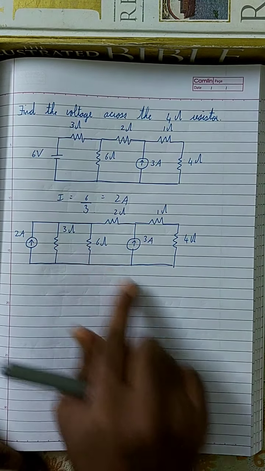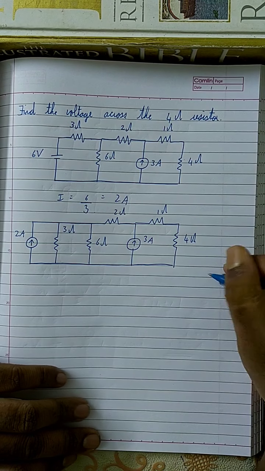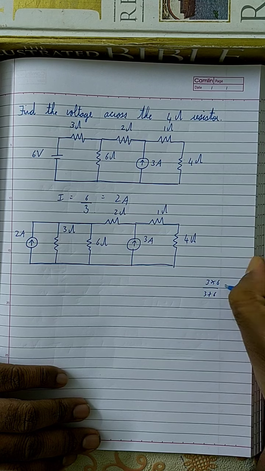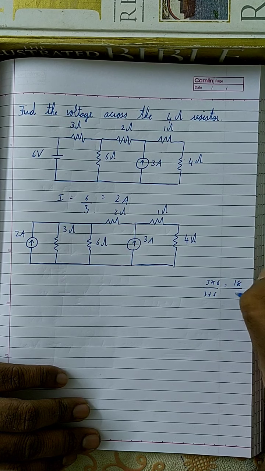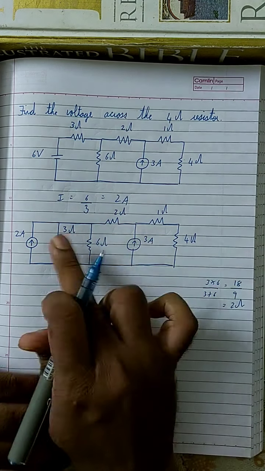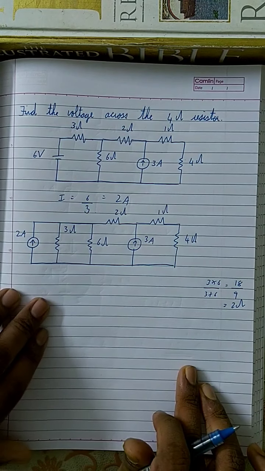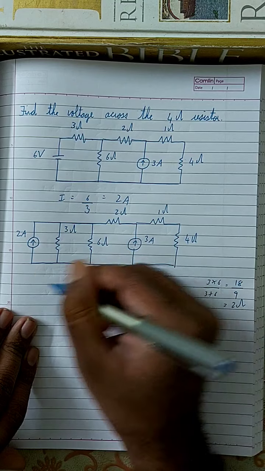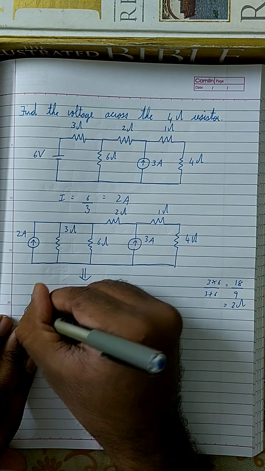So that means I can combine these two resistors. If I combine these two, what will I get? 3 into 6 by 3 plus 6. That is 3 into 6 is 18 by 9, which is equal to 2 ohm. So these two resistors, if I combine together, will become a 2 ohm resistor. So let me redraw the circuit, or let me simplify the circuit. The circuit will now become like this, right?